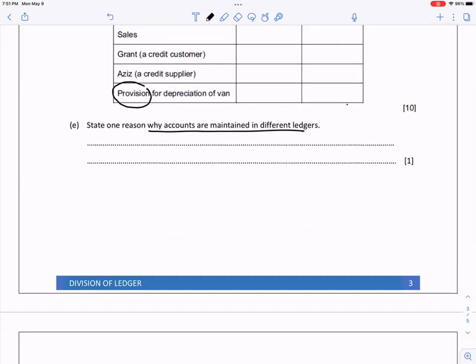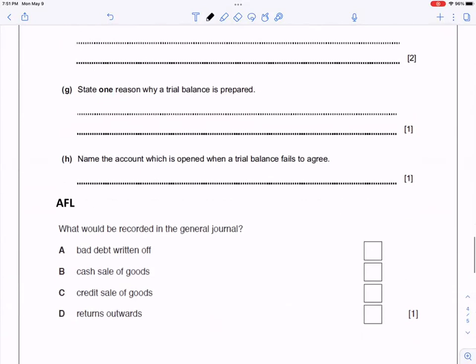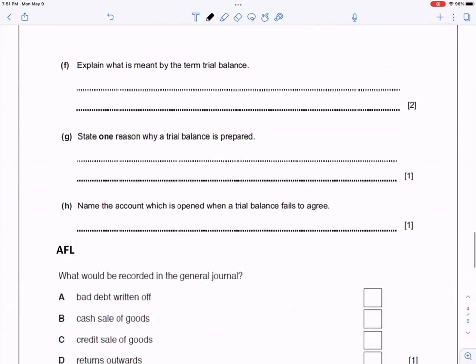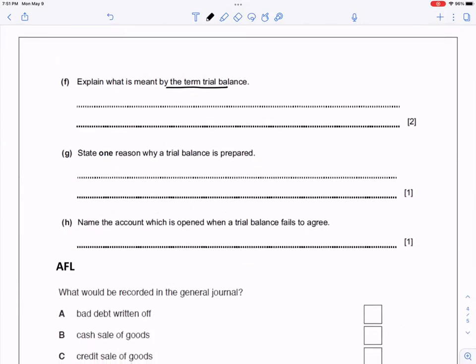State one reason why accounts are maintained in different ledgers. So it's easier to refer and so it can be shared among several people. What is meant by a trial balance?